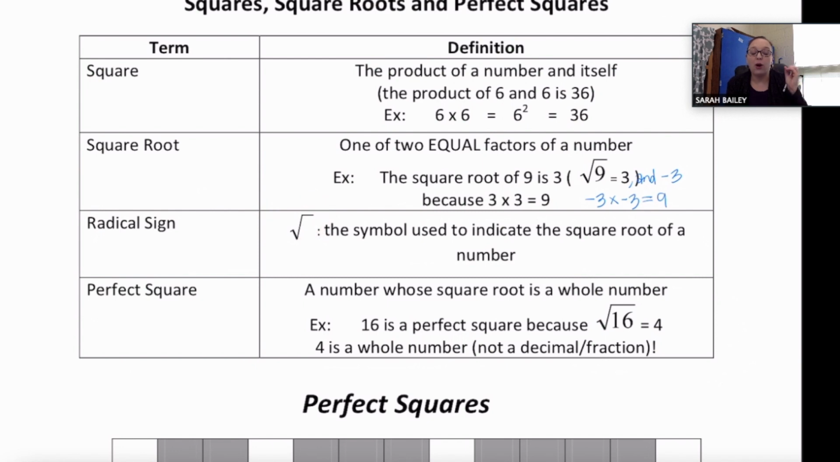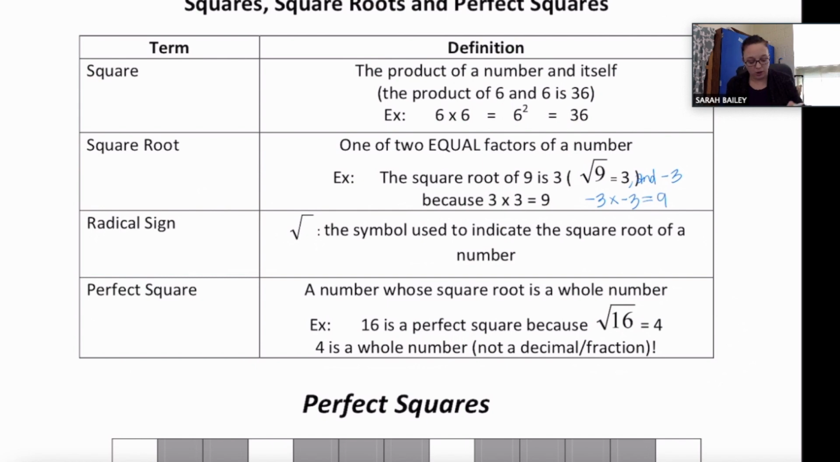So a perfect square, in this case, the example says that 16 is a perfect square because when I take its square root, I get the whole number 4. For example, 24 is not a perfect square. There's not a whole number multiplied by itself that would give me a value of 24, okay?